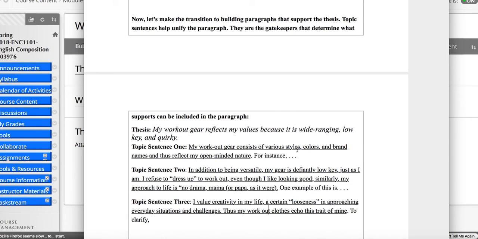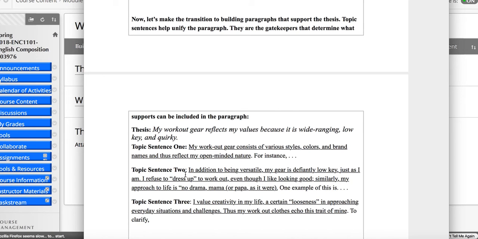For instance, and then with the "for instance," I'm starting to branch out to my evidence or my support for that, the examples that I will use. But notice how this echoes "wide-ranging" without quite repeating the language. You don't want a bunch of repetition in your sentences because that's deadening to the reader.